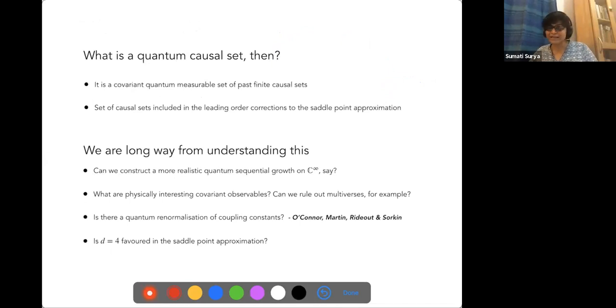So what is a quantum causal set then? My understanding of what we want: we don't have a full theory of quantum causal set quantum gravity. We're heading there in some little ways. We've got little windows of insight into certain things, but I think that if we want to think of a quantum causal set, it's really a covariant quantum measurable set of past finite causal sets. And that's exactly what I was saying: that collection of causal sets, which represents an observable or something that is a covariant event, is to me what is quantum about it, because it incorporates dynamics via the measure. And that's what a quantum causal set is.